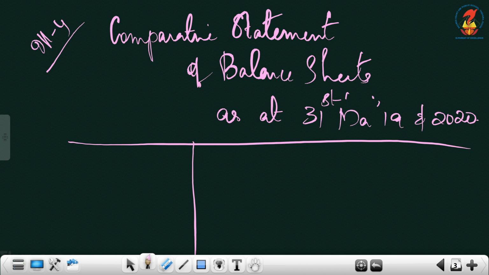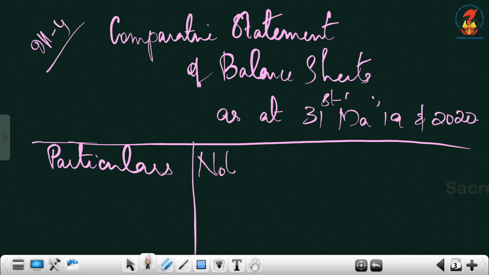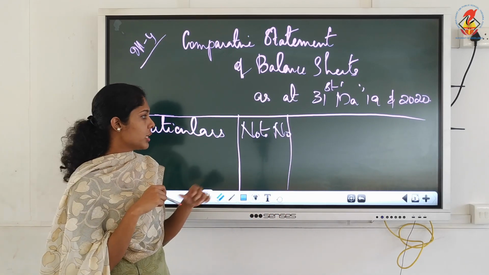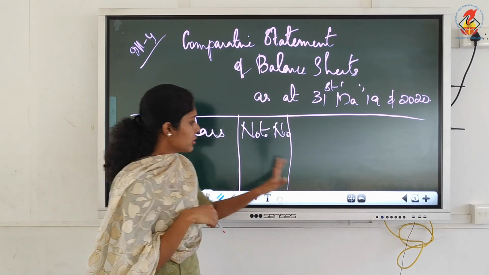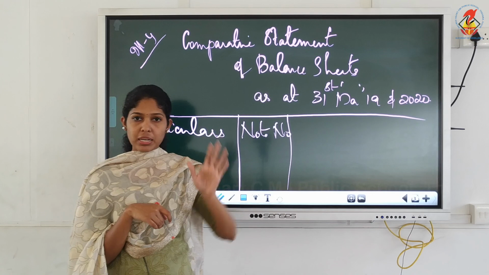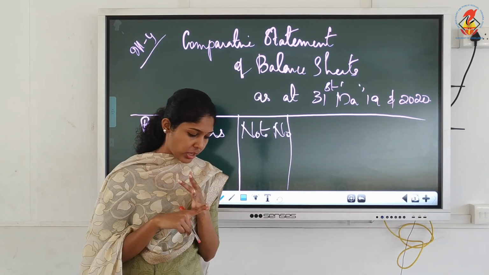Okay, particulars column, then we have note number. Did I draw the note number column in the previous question? Actually nothing will be written. I think I haven't drawn the note number column. Okay, just draw the note number column. Particulars, after that you need to draw the note number column.